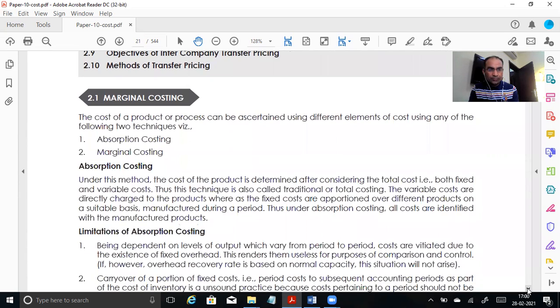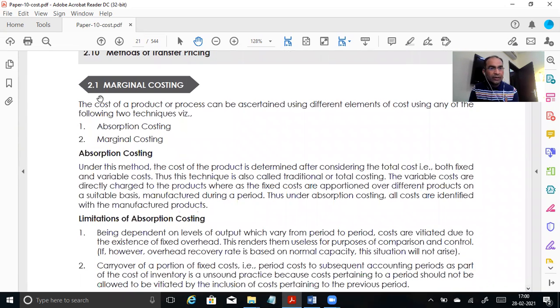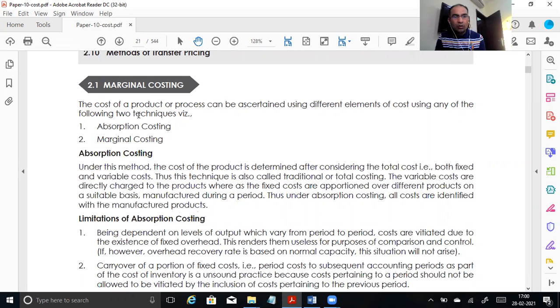So marginal costing. So what they are covering here, they just says that the cost of a product or a process can be ascertained using different methods of costing. Okay, cost using any of the following two techniques. So there are two techniques in cost accounting. One is called as absorption costing and the other is called marginal costing, right?